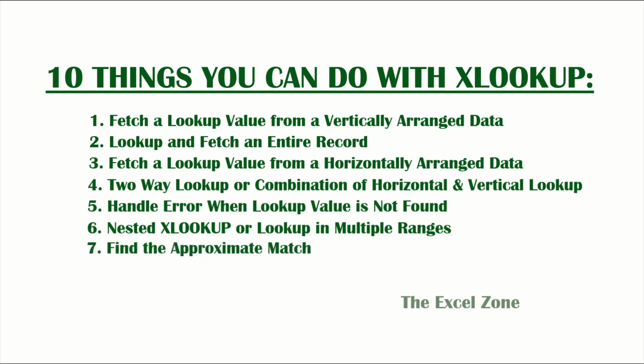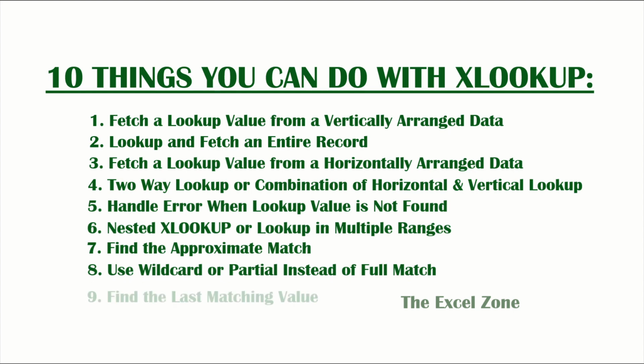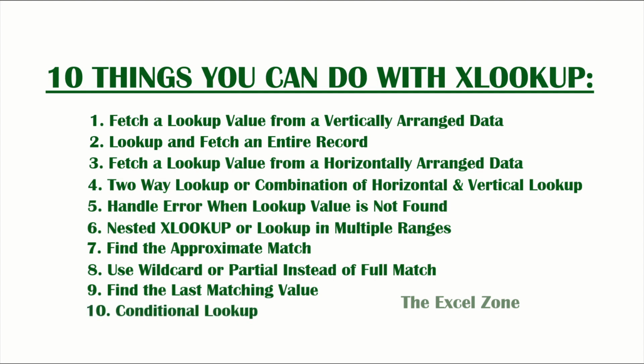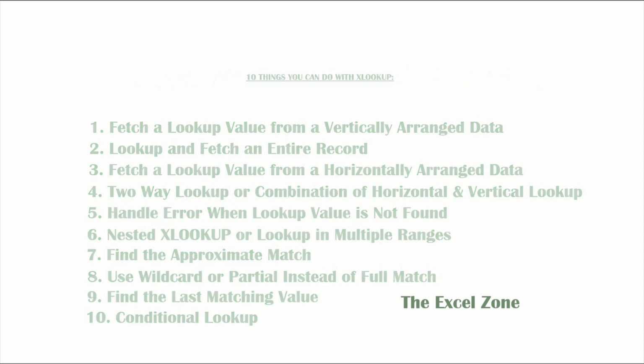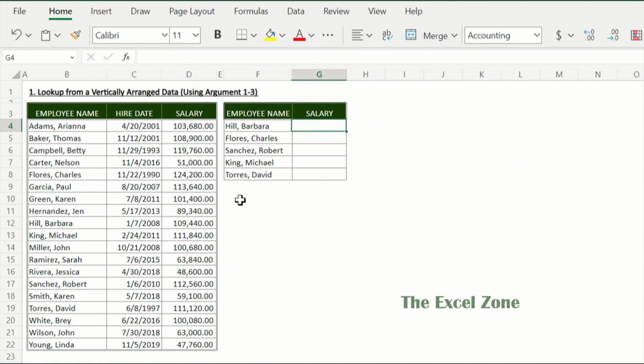Number 7, find the approximate match. Number 8, use wildcard or partial instead of full match. Number 9, find the last matching value. And number 10, conditional lookup. Let's begin with the examples.